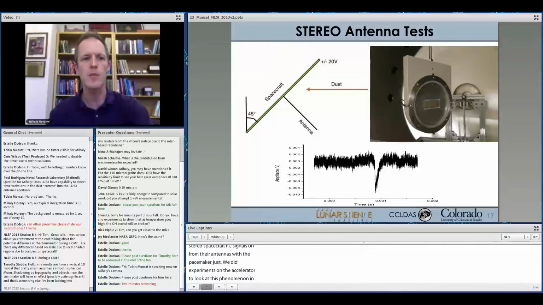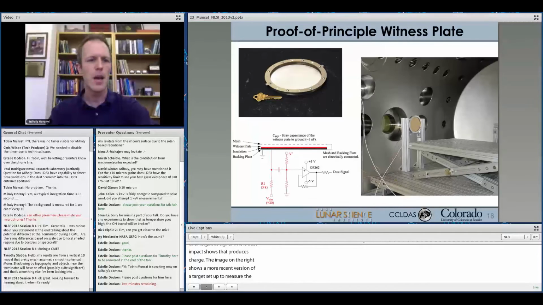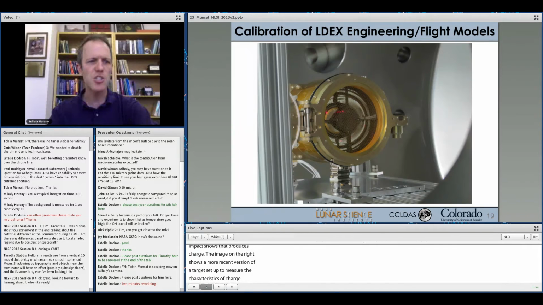The image on the left just shows a simple schematic of one of the first experiments that they did, where an antenna with similar electronics to STEREO was put into the dust beam, and the impact charge was recorded and detected. And the plot at the bottom shows one of these unambiguous signals from a dust impact, showing that it really does produce charge. The image on the right shows a more recent version of a target setup to measure the characteristics of charge production in general from impacts onto spacecraft surfaces.